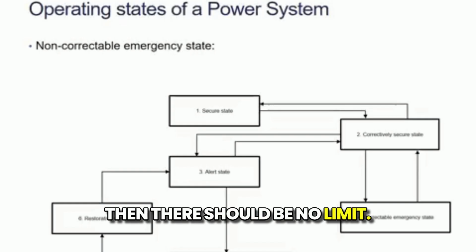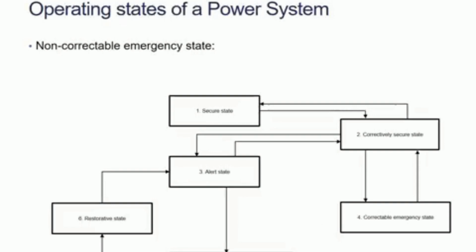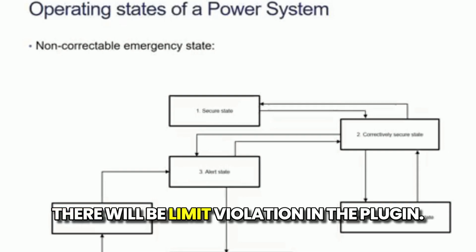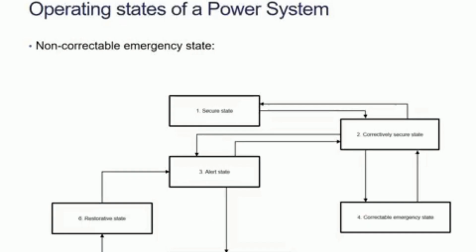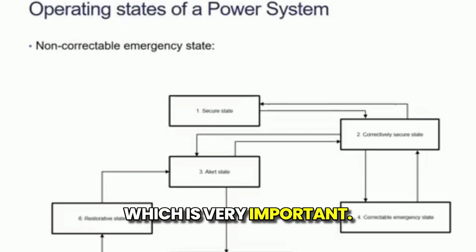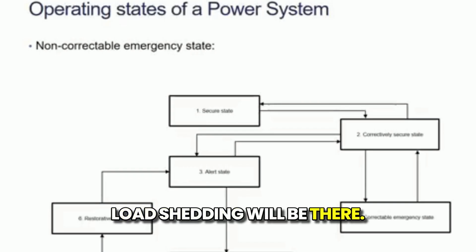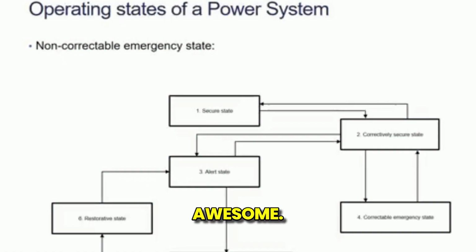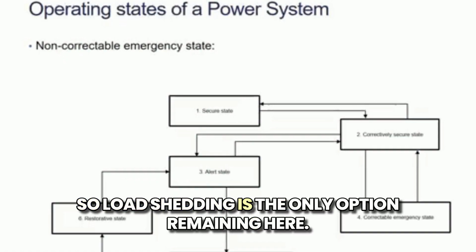There will be no limit violation. There will be limit violation in the present state. Okay, that is also there. Correct, agreed. What more? There is one thing which you are missing, which is very important. Load shedding will be there. Exactly. Perfect. Awesome. So load shedding is the only option remaining here.